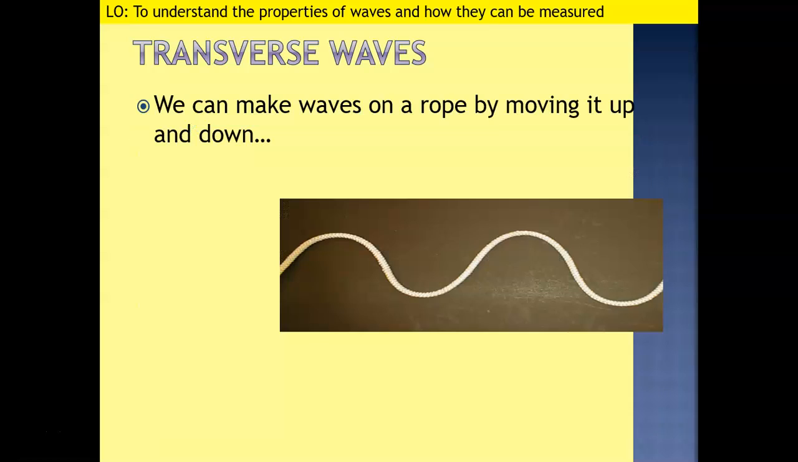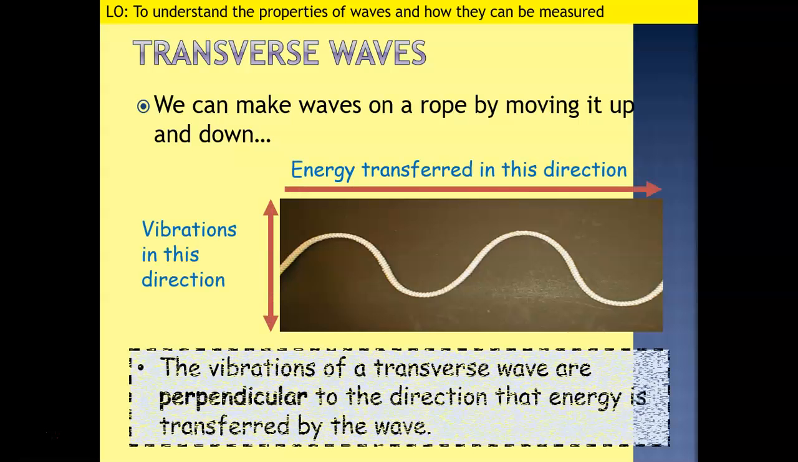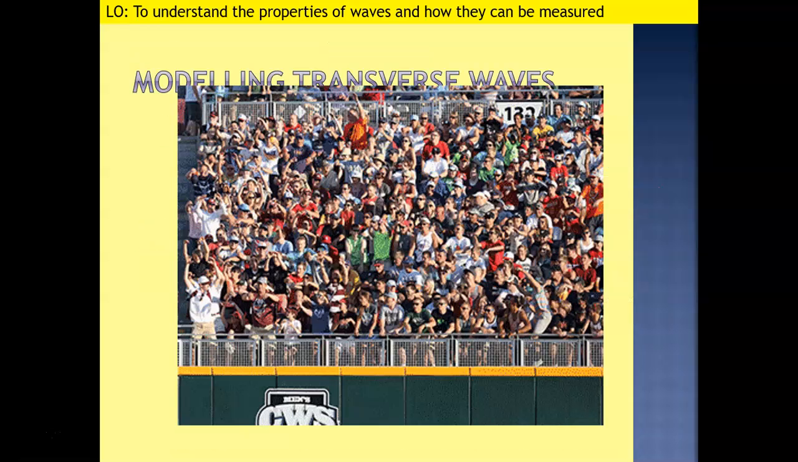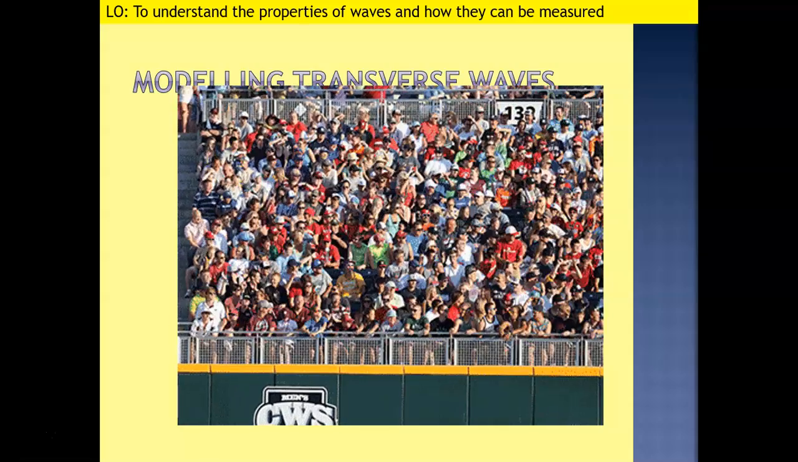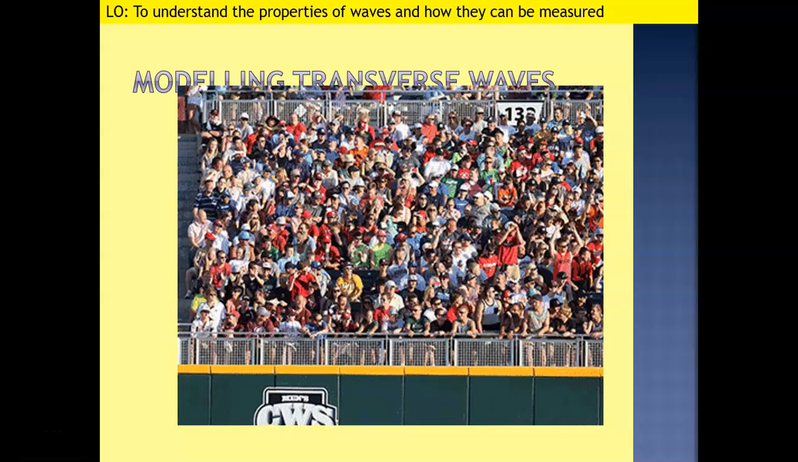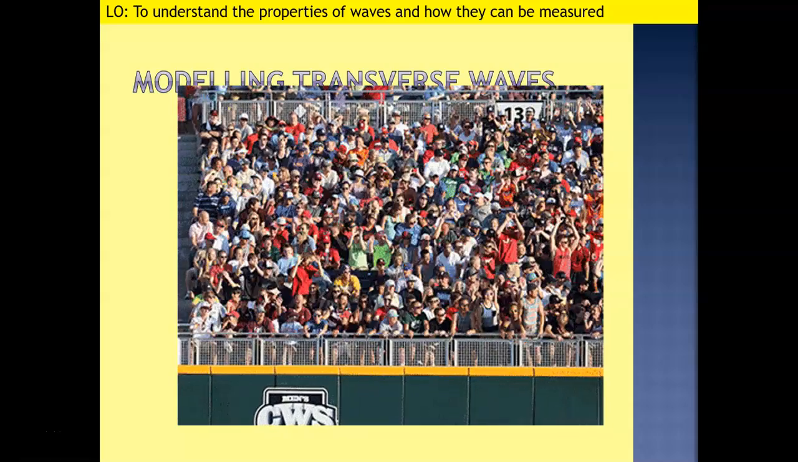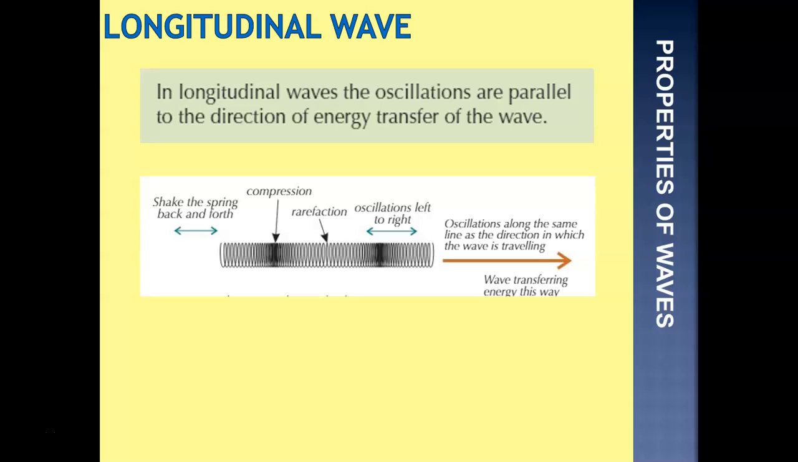Next one. We can make waves on a rope by moving it up and down, and that would be a transverse wave. Again, showing us that definition. They are perpendicular to the direction energy is transferred in. A Mexican wave at any sort of sporting event, that would be a transverse wave. The people are moving up and down, but we see the wave moving around the stadium. Different type of wave than longitudinal.